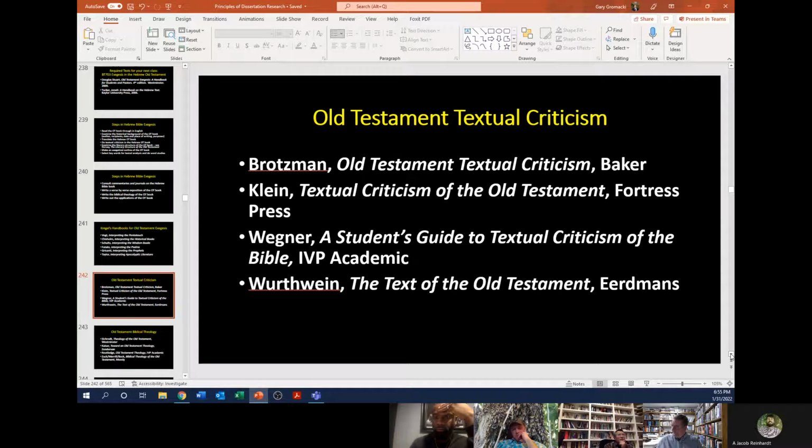The Text of the Old Testament by Würthwein. All right, so again, as you get into looking at the Hebrew Bible, looking specifically at the oldest Hebrew Bible, Dead Sea Scrolls, Aleppo Codex, Leningradensis, then understanding the textual apparatus in Biblia Hebraica Stuttgartensia. These are books that can help you with that.